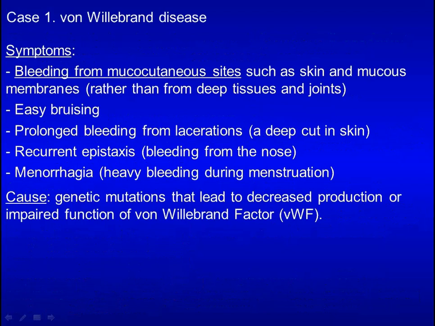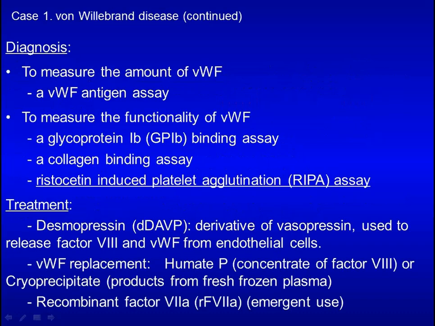Von Willebrand disease is caused by a deficiency in von Willebrand factor. Patients with von Willebrand disease typically have bleeding from mucocutaneous sites, such as skin and mucous membranes, rather than from deep tissues and joints. For diagnosis, we can measure the amount or the functionality of von Willebrand factor.